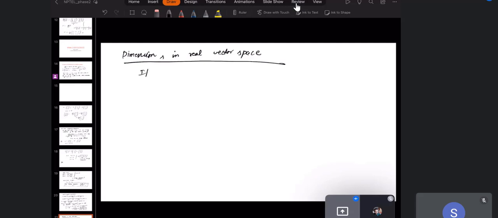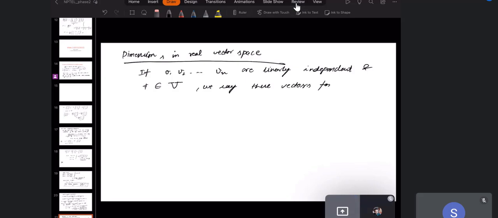As I already told, if we have a set of vectors v1, v2 up to vn, and they are linearly independent, and they belong to some vector space V, then we say these vectors v1, v2, vn form a basis, and the number n is called the dimension.